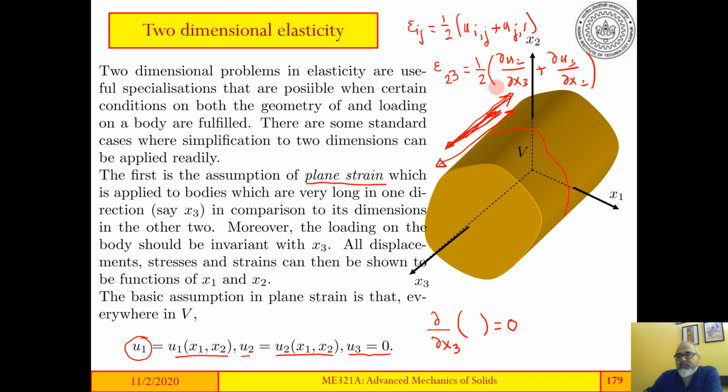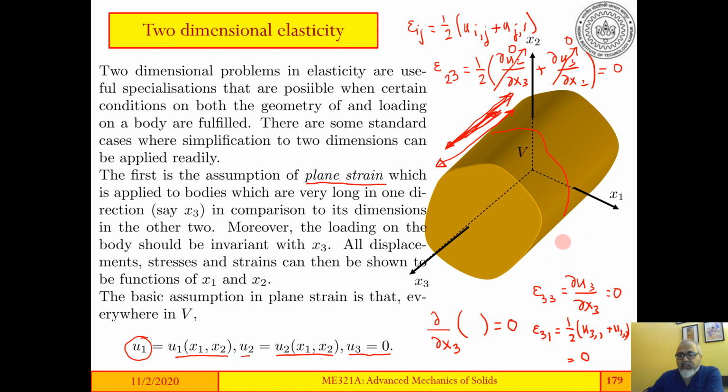Now del x3 is 0 everywhere, so this is 0. u3 is 0 everywhere, so this is 0 as well. So epsilon 2 3 will be identically equal to 0. If you look at epsilon 3 3, it would be del u3 del x3, which will also be equal to 0. If you look at epsilon 3 1, it will be half (u3,1 plus u1,3), which will also be equal to 0.